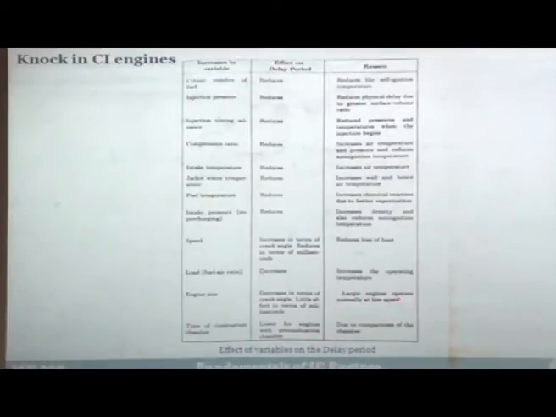Larger engines normally operate at low speeds, so larger engines normally do not knock that much, while smaller engines have more tendency to knock. Type of the combustion chamber: ignition delay is lower for engines with a pre-combustion chamber, because in a pre-combustion chamber you have a very violent swirl flow, which helps reduce the physical delay part of the ignition delay.